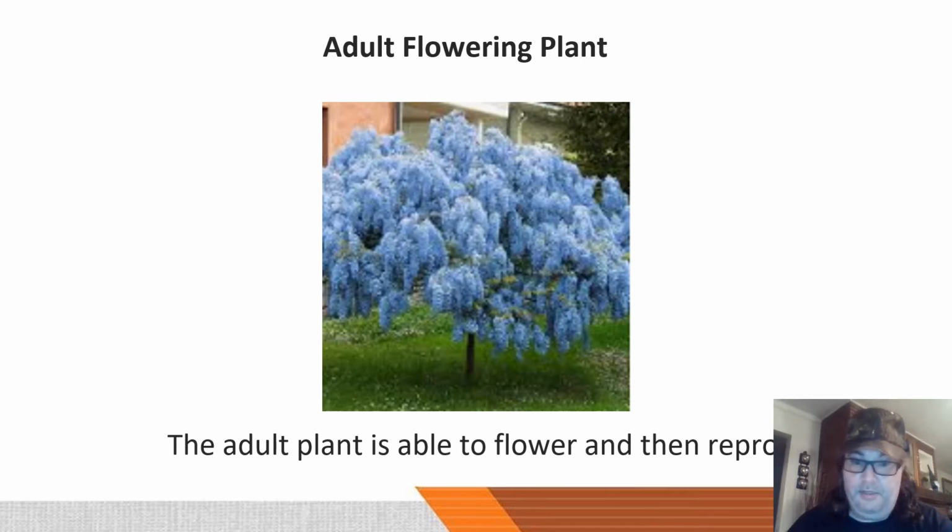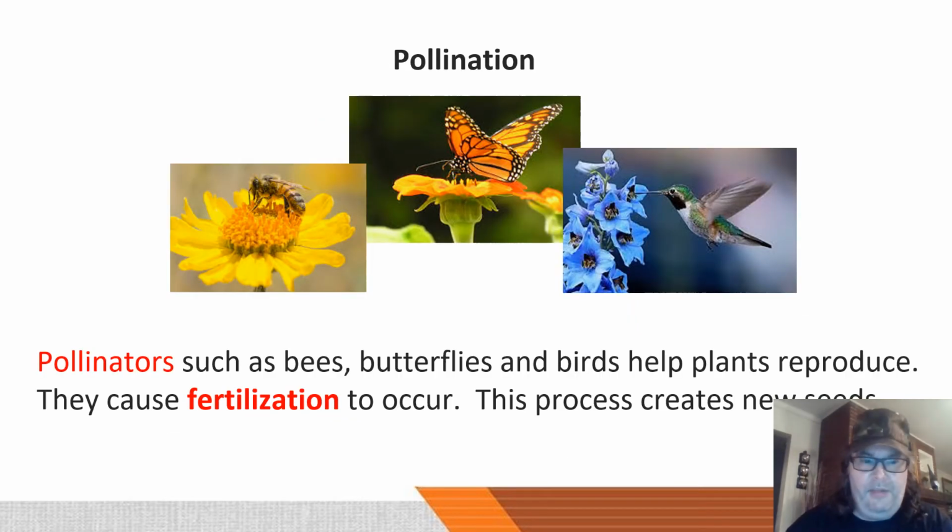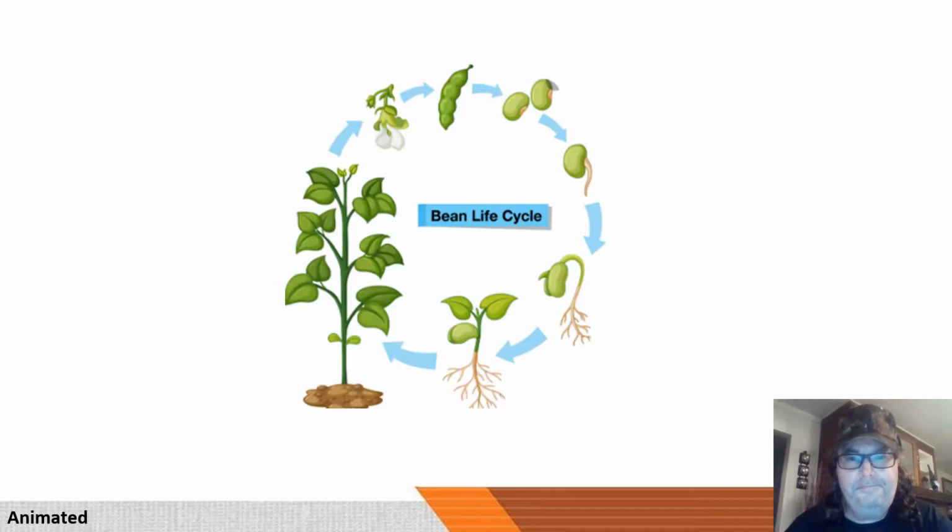Adult flowering plant. An adult flowering plant is able to flower, to bloom, and then to reproduce, to pass on more seeds. Pollination. We know about this one. Pollinators, such as bees, butterflies, and birds, help plants reproduce. They cause fertilization to occur. This process creates new seeds. So we have a hummingbird, a butterfly, and a bee there. They all pollinate. They're pollinators. They take it, they move it, and we know about this.